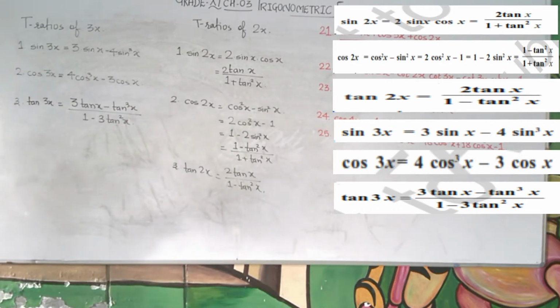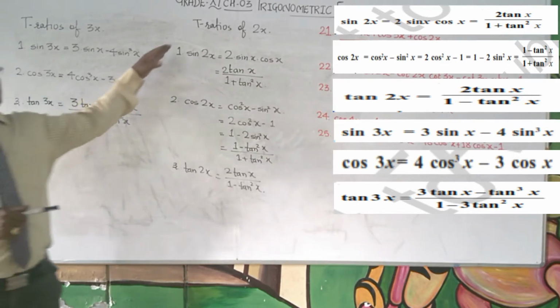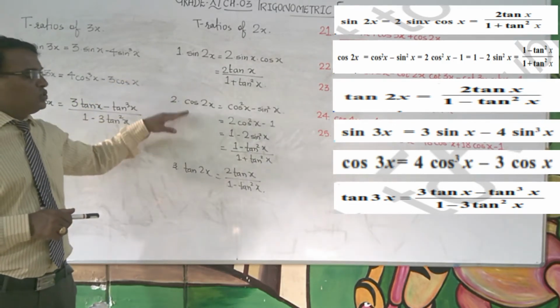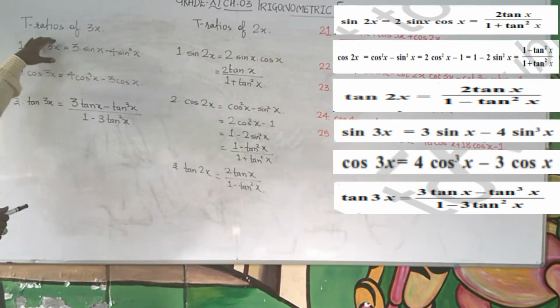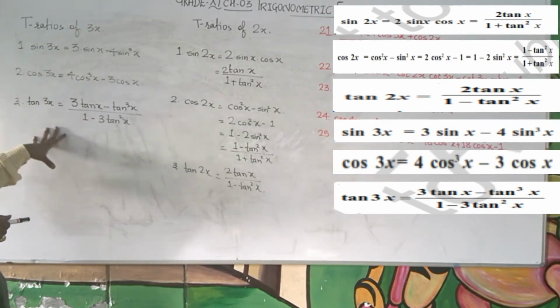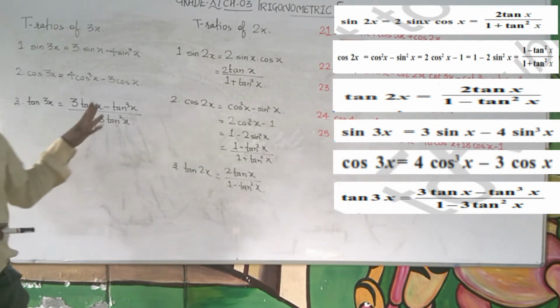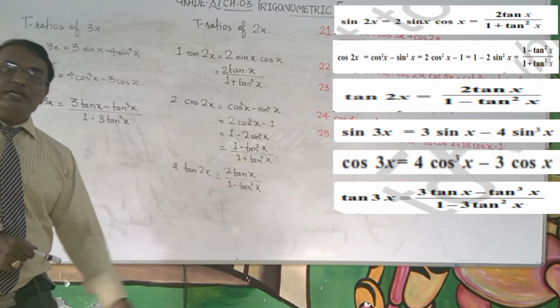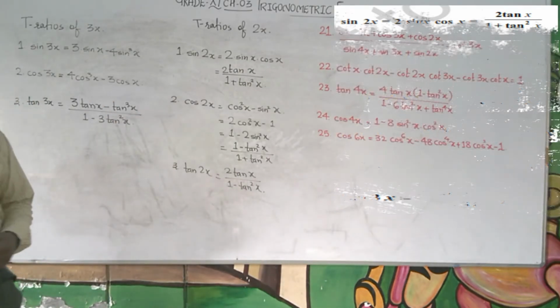So these are the t ratios of 2x, formula number 1, 2 and 3, and the t ratios of 3x, formula number 1, 2 and 3. Now these formulas are going to help us to solve the next problem. So let's do it.